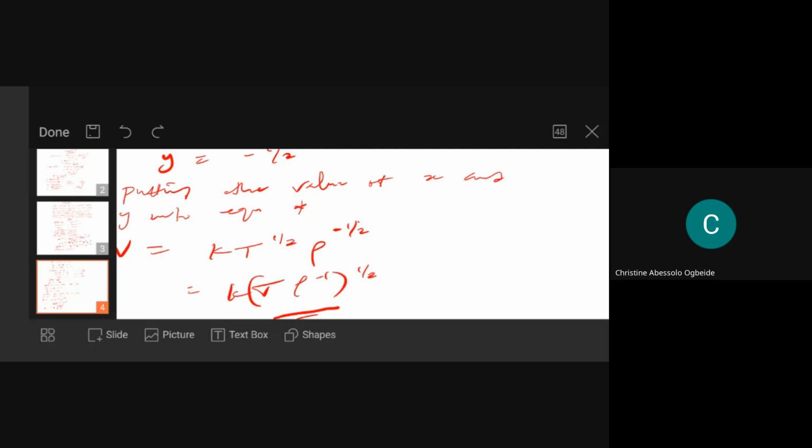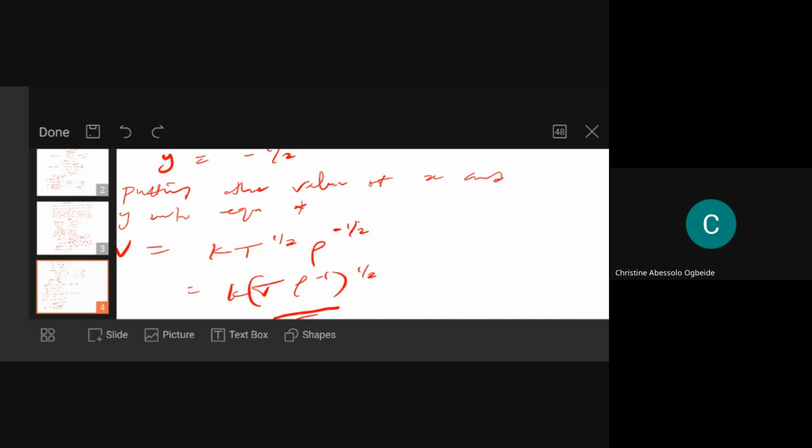And equation star states that v is equal to k t raised to the power x, rho raised to the power y. And clearly, x is half. That's why you saw me write k t raised to the power half. And the power of rho is y, and y there is simply minus half. That's why you saw that I wrote rho raised to the power minus half.